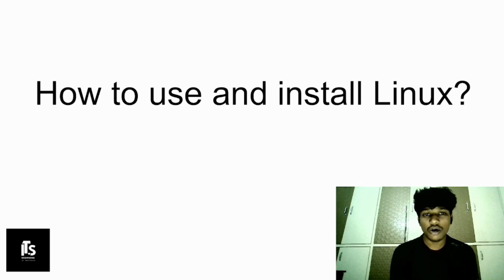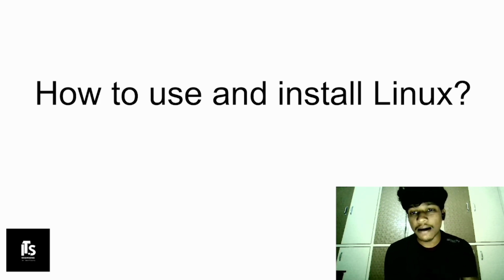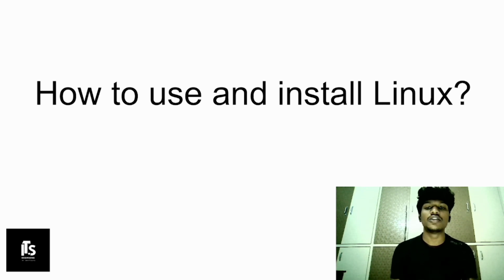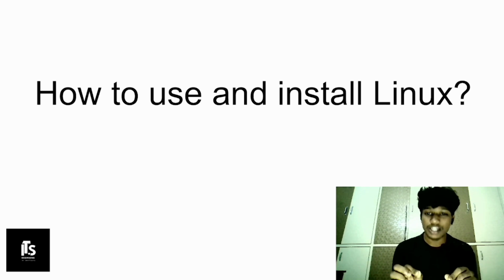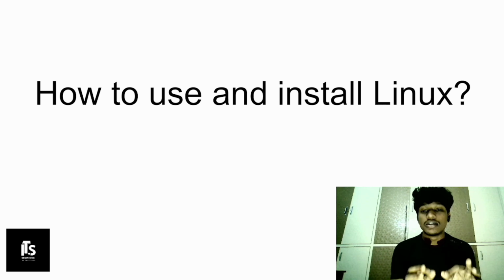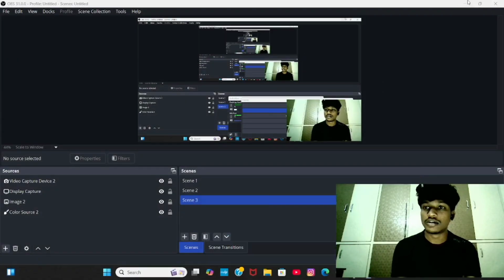Let me show how to use and install Linux on your systems. If your system is based on the Linux operating system, then you don't need to install any other distribution. But if your system is based on Windows, or if your system is a MacBook, then you have to install a distribution which supports Linux, like Ubuntu, Fedora, and Debian. Let me show how to install Ubuntu on your systems.